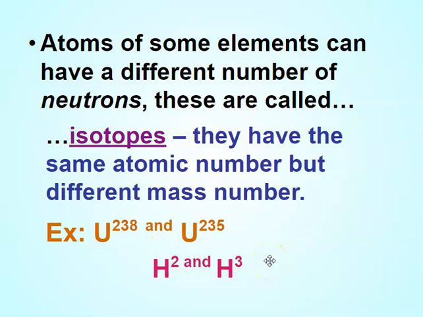And what happens is, as uranium naturally decays, it loses neutrons from its mass. It's still uranium because it hasn't lost any protons, and it loses, in this case, 3 neutrons to now have a mass number of 235, okay?